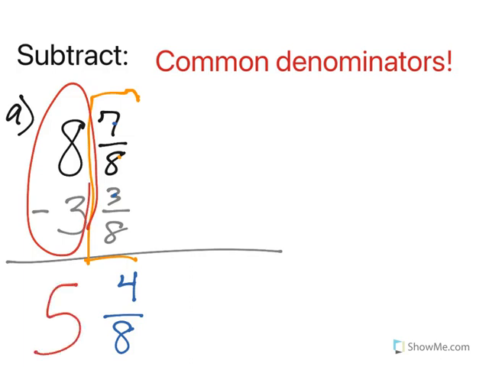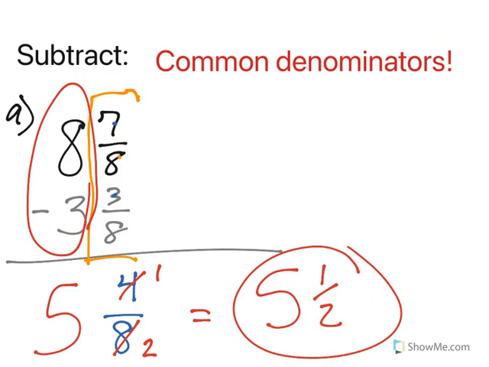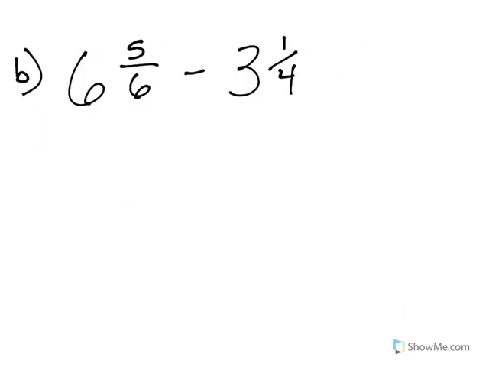Now, hopefully, you look at this and say, well, 4/8 should be reduced. 4 goes into 4 one time, 4 goes into 8 two times. So this reduced answer is really 5 1/2. That's the basics. Unfortunately, not all of our denominators are going to be equal.